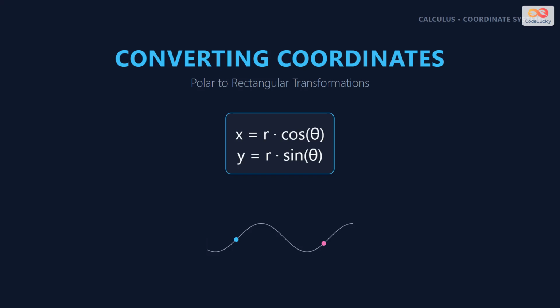Welcome to this lesson on coordinate transformations. Today, we are going to learn how to convert from polar coordinates to rectangular coordinates. This is a fundamental skill in calculus and physics that allows us to switch between two different ways of describing location.